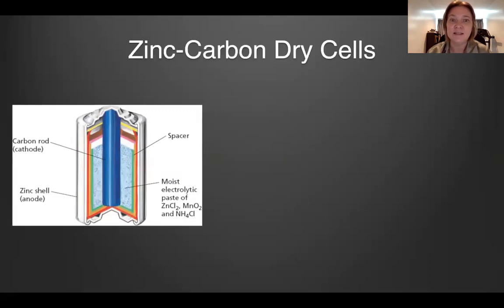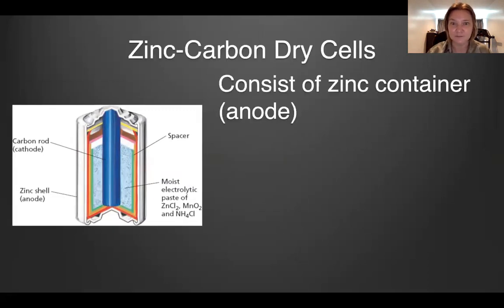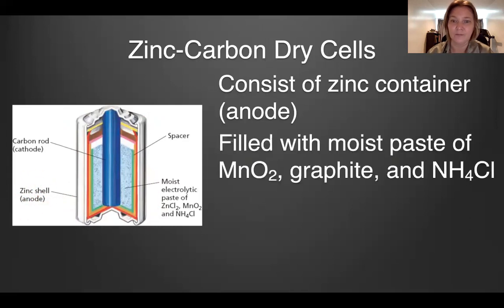So the first one is the zinc carbon dry cell. This consists of a zinc container, which is the anode. So that's the outside shell of the battery. That's made of zinc, and that's the anode. So this is where oxidation is going to occur. It is filled with a moist paste of manganese dioxide, graphite, and ammonium chloride, which you see here.